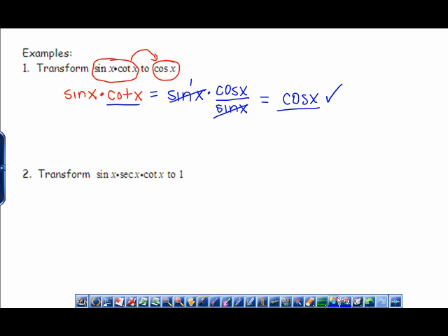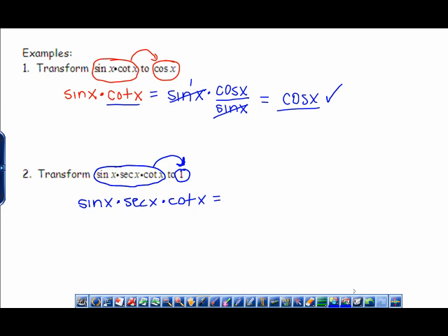So let's do the next one. Again, this is a transform, so I have to start with this side, and I have to prove it equal to 1. So this means that not just some things are going to cancel, but pretty much everything is going to cancel. So let's go ahead and rewrite the problem. You always have to rewrite what you're starting with. You can't just jump into the problem and start doing stuff. You've got to write it down. And let's write an equal sign. And let's make some substitutions.